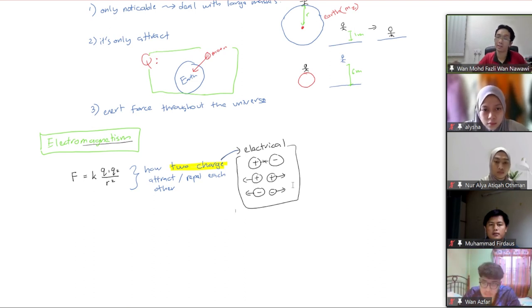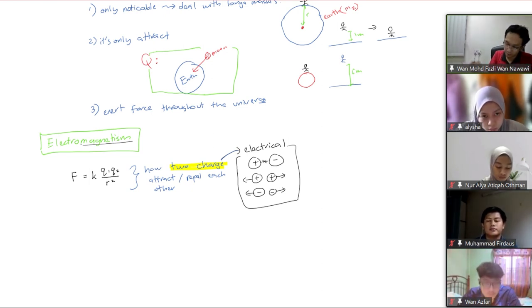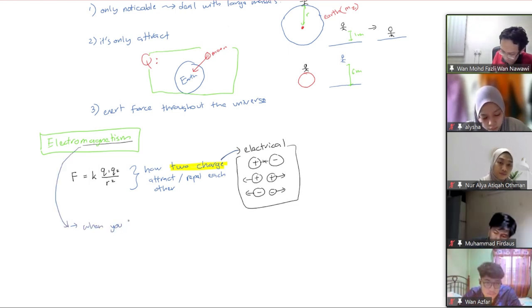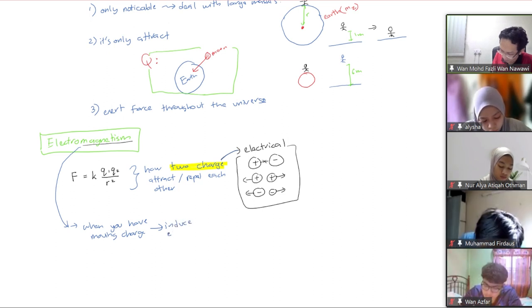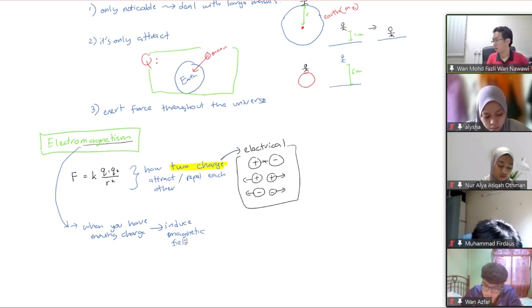But what about the magnetism? Why is the term magnetism there? Why do they combine them together? The reason is that if you have a moving charge, you create what we call a magnetic field. If you have a moving charge, you basically induce a magnetic field.